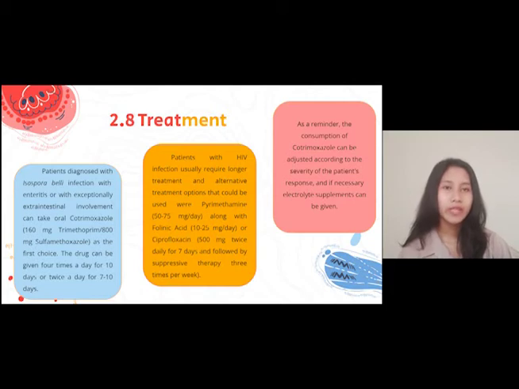Patients with HIV infection usually require longer treatment, and alternative treatment options that could be used were pyrimethamine 50 until 75 mg per day along with folinic acid 10 until 25 mg per day, or ciprofloxacin 500 mg twice daily for 7 days and followed by suppressive therapy 3 times per week.